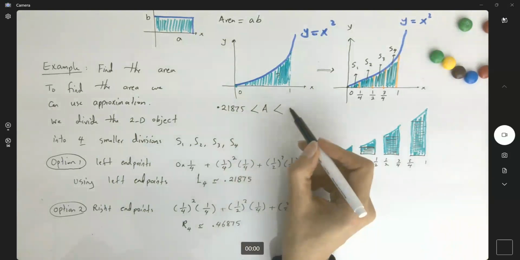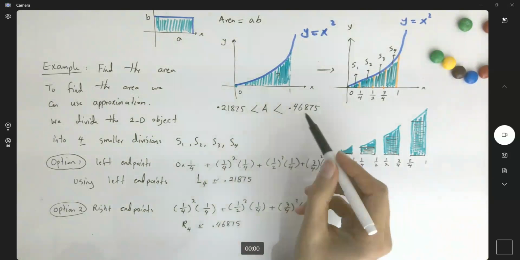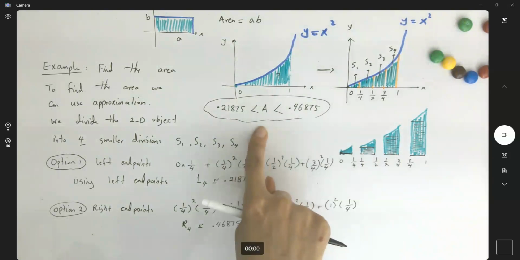So you can say that the area of this object is bounded between 0.21875 and 0.46875. So we have an approximation. We don't have any other tool right now to give us the exact area.